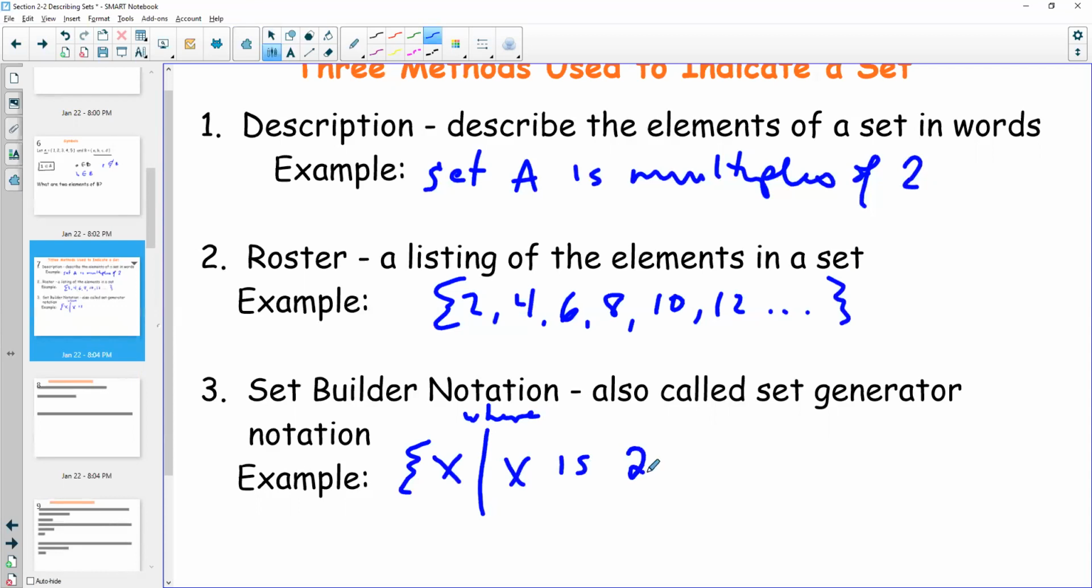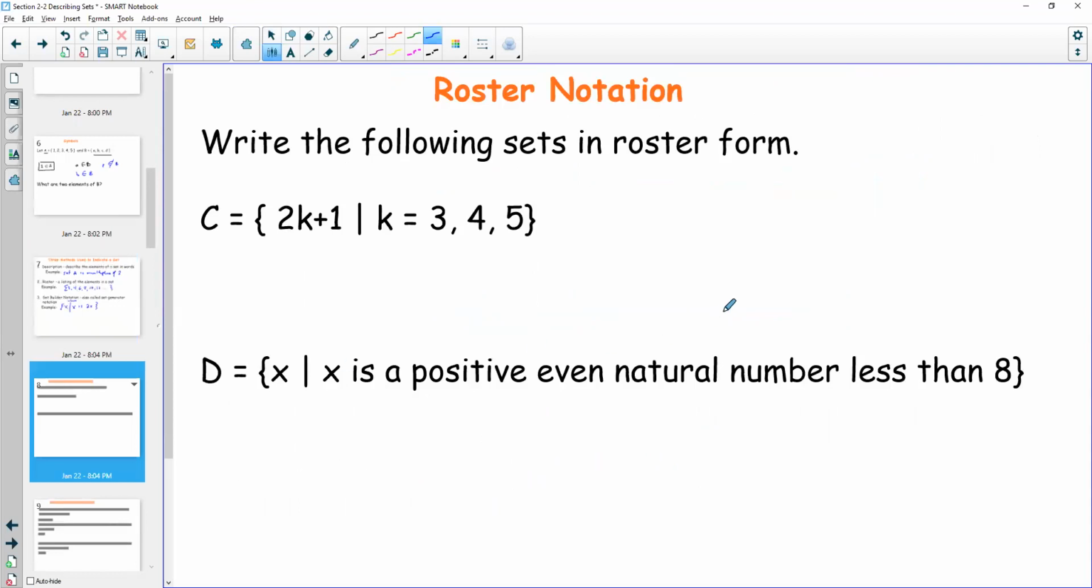But we could also write it as 2x. This would be a multiple of 2. Anything I multiplied by 2 would give me a multiple of 2. So write the following in roster form. So I want to write the list of what's included.